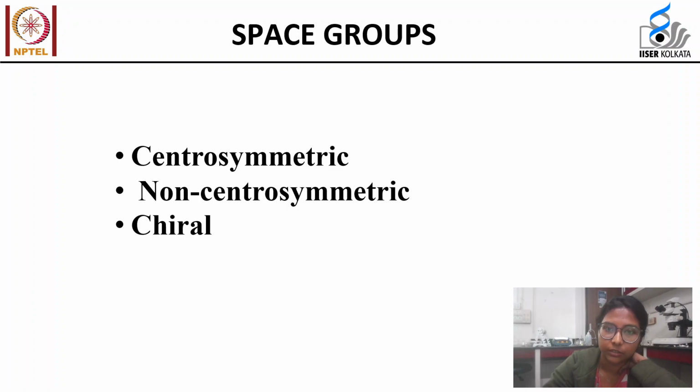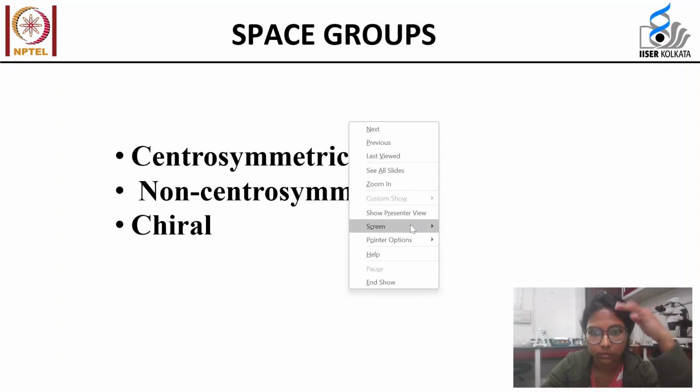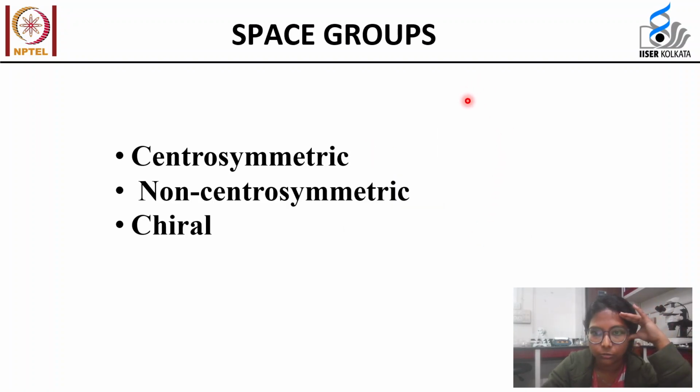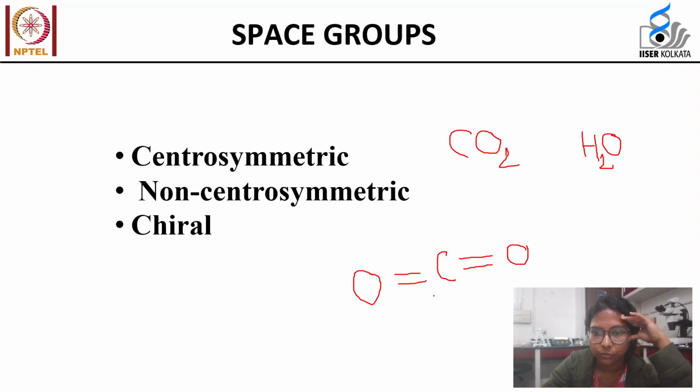So for example, we know the CO2 molecule, right? Pardon my writing please. So the CO2 molecule, and then we have the water molecule. If we draw the CO2 molecule, this is the carbon, one side is oxygen, another side is oxygen. So this falls in the category of a centrosymmetric molecule. Why? Because if we consider the atoms as spheres, then this point is a center of symmetry, because this side and this side are equivalent.